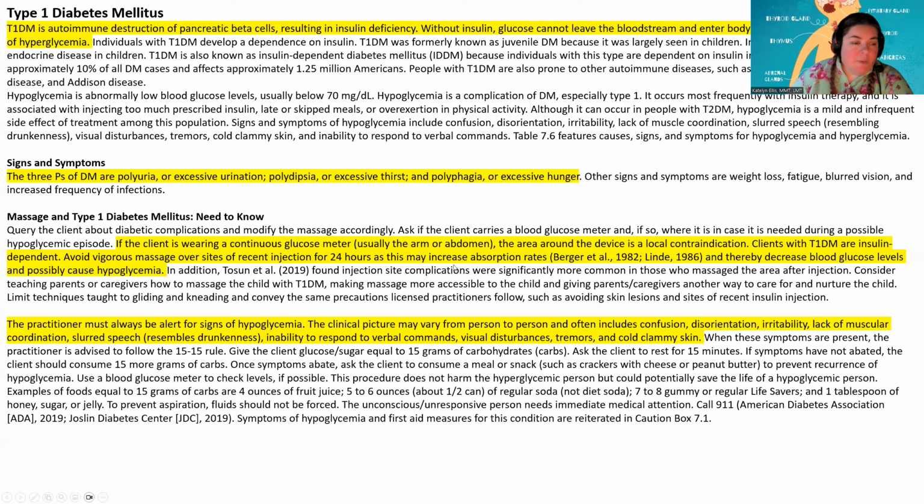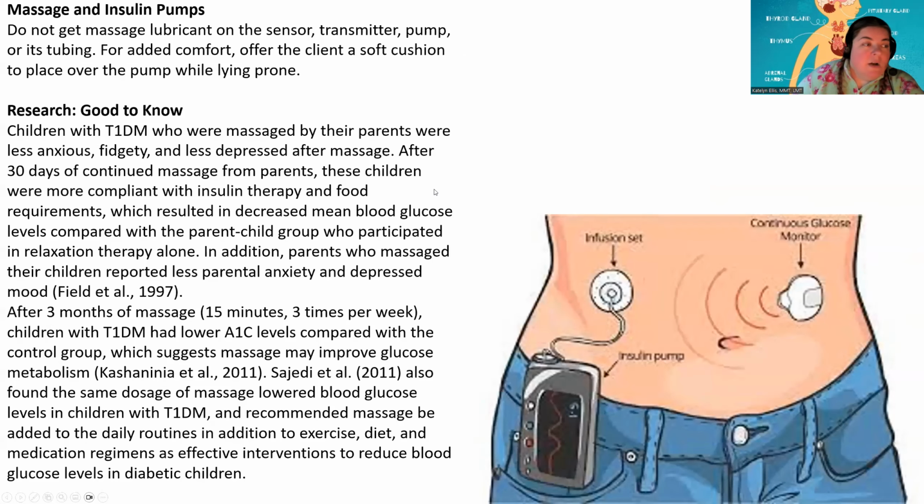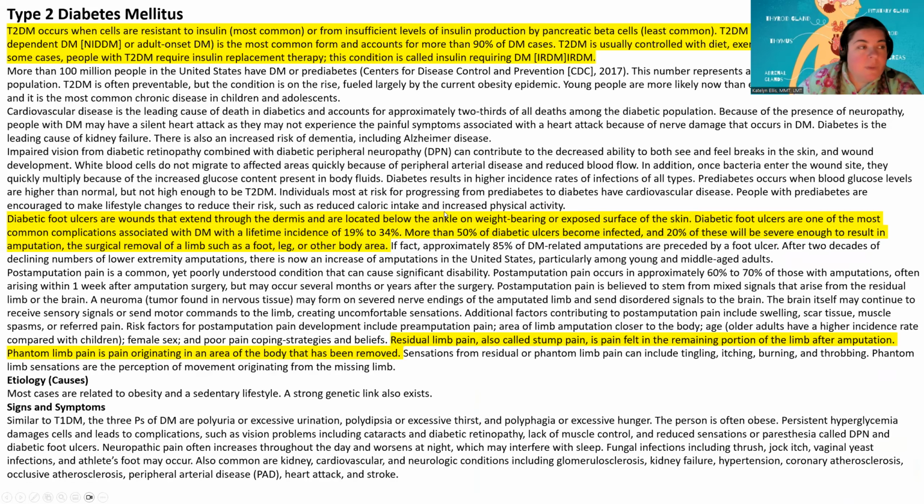Diseases of the pancreas is what we're in. Type 1, just to recap, make sure you watch out for glucose monitors, insulin pumps, things of that nature, okay? And I want you to pause and look at this hyperglycemia and hypoglycemia chart. I am going to quiz you on it. All right, here's some more need to know about massage and insulin pumps.